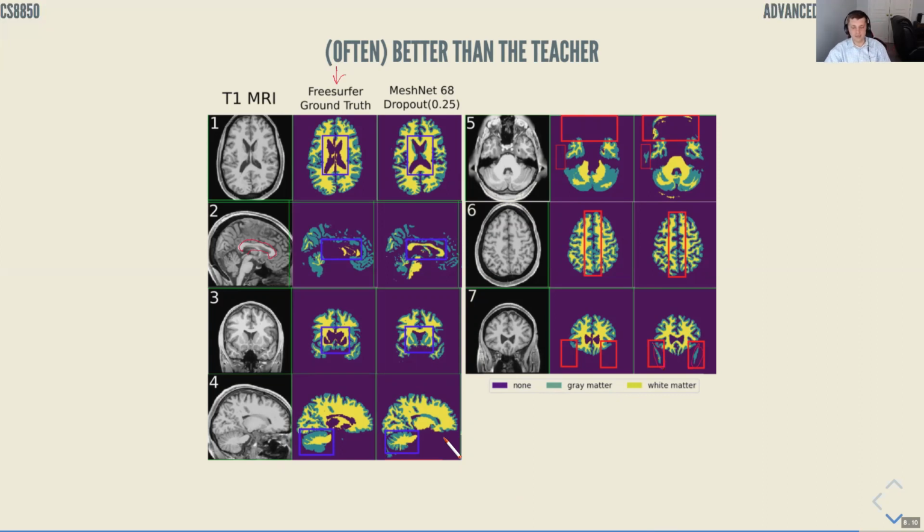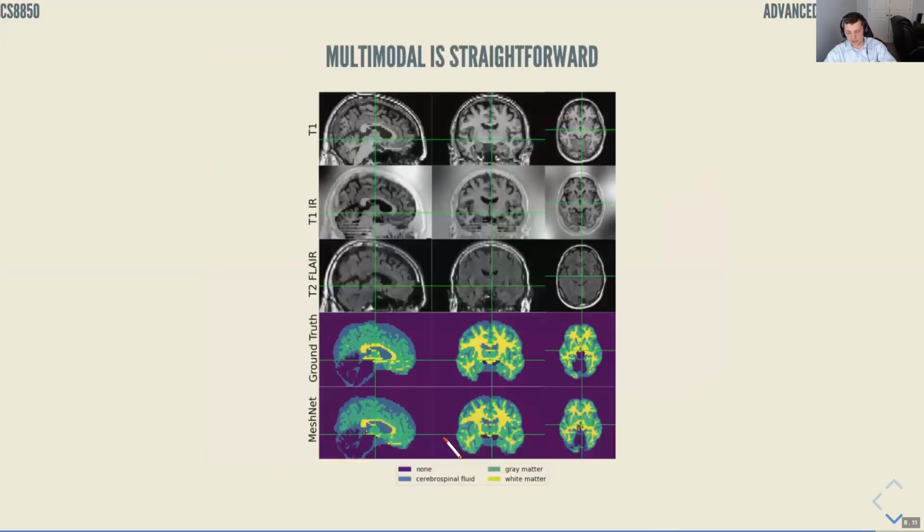If say your teacher, your labels are always wrong in one particular place on one particular type of inputs, then the model will learn to do that. But don't be afraid of noisy labels. That's a useful insight.